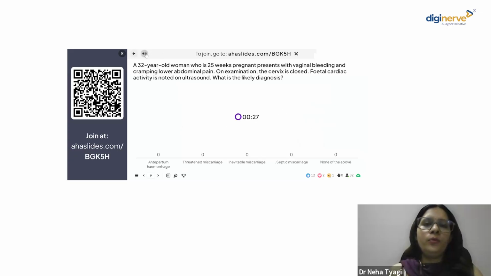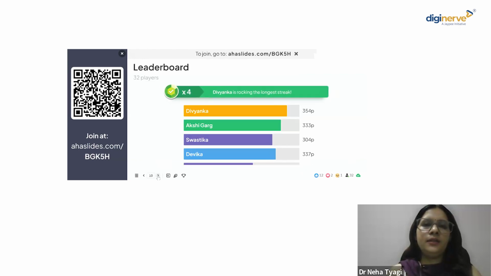A 32-year-old woman who is 25 weeks pregnant presents with vaginal bleeding and cramping lower abdominal pain. On examination, the cervix is closed. Fetal cardiac activity is noted on ultrasound. What is the likely diagnosis? It's antepartum hemorrhage, and 11 have correctly marked it. Let's see the leaderboard. Dr. Divyanka is rocking the longest streak, and Dr. Devika is leading the leaderboard.